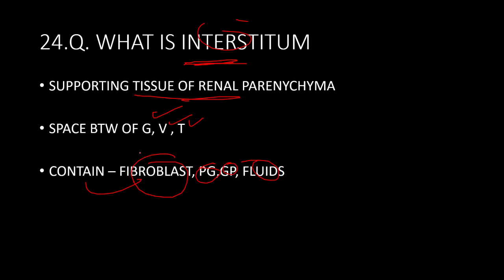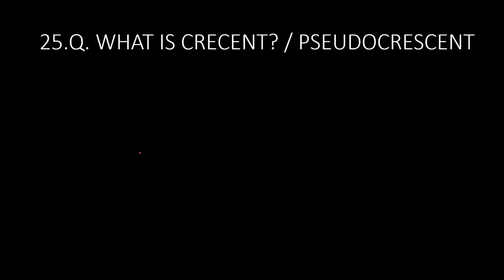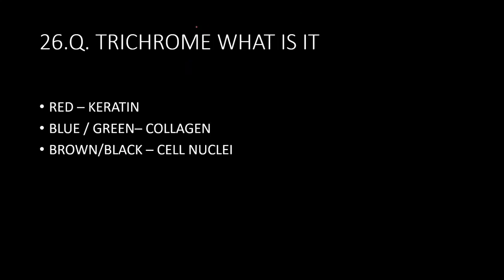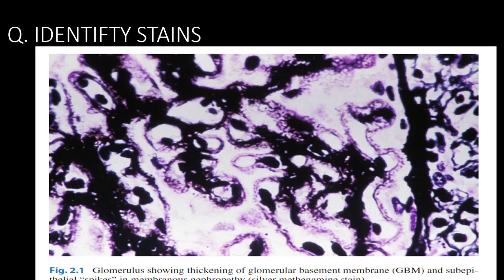These kinds of basic questions you might also encounter. Students might find it more difficult to answer this type of basic question than the difficult ones, so get prepared for this also. Another common question: what is a crescent, what is a pseudo crescent, how to differentiate them, and Masson trichrome, what are the three colors and which cellular structure is being used to diagnose that. And you might be given these kinds of direct slides also. They will ask which stain it is.